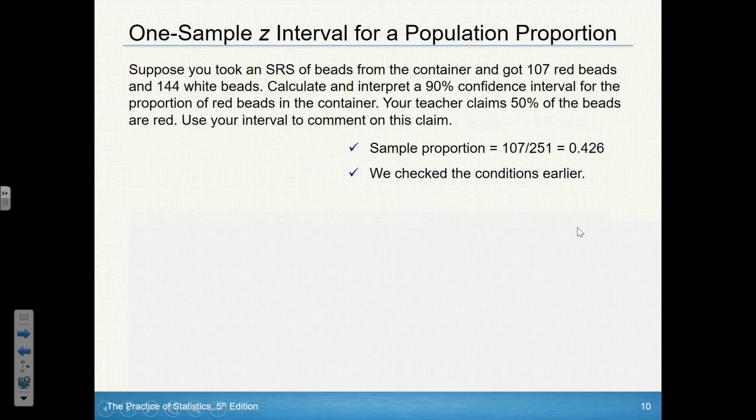So let's go ahead and do one, but in this case we're going to do a 90% confidence interval. And for this same example that we talked about at the beginning of the video, where we had 107 red beads and 144 beads that were a different color. Now, it says the teacher claims that 50% of the beads are red, and we want to construct a confidence interval and then comment on that claim.